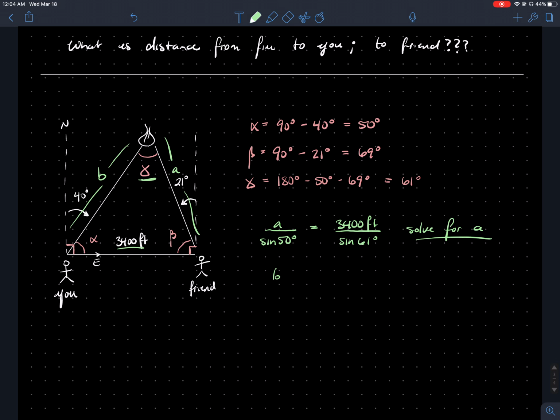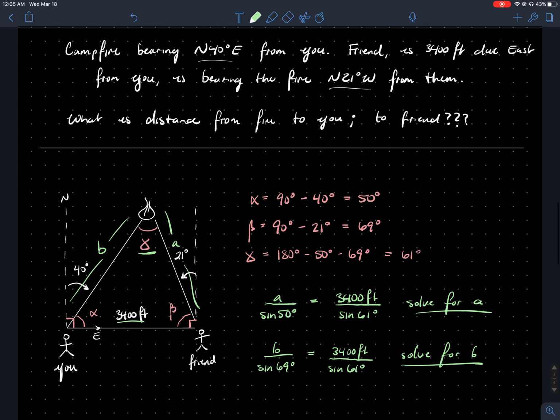And then we also know B over sine of beta, which is 69 degrees, is also equal to 3,400 feet over sine of 61 degrees. And then we can then solve for B. And then we're done. Okay, we've solved for the distance from you and your friend from the fire.